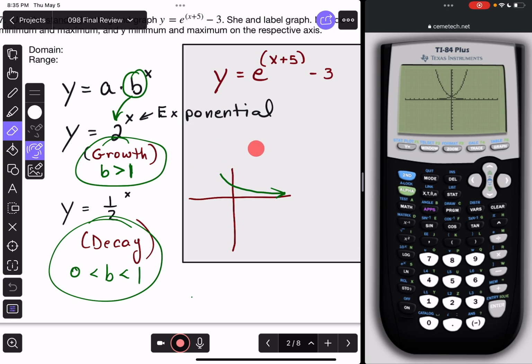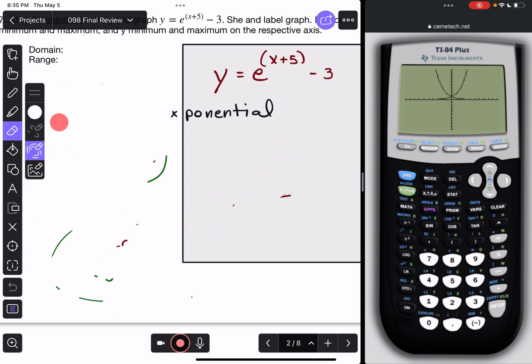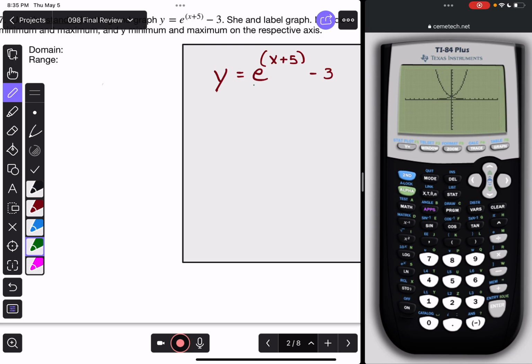So now back to our question here. Sorry, I've gone on too long. So is this going to be exponential growth or exponential decay? That depends on what the value of the base is, e right here. If it's bigger than 1, we've got growth. Well, we can figure out what e is.